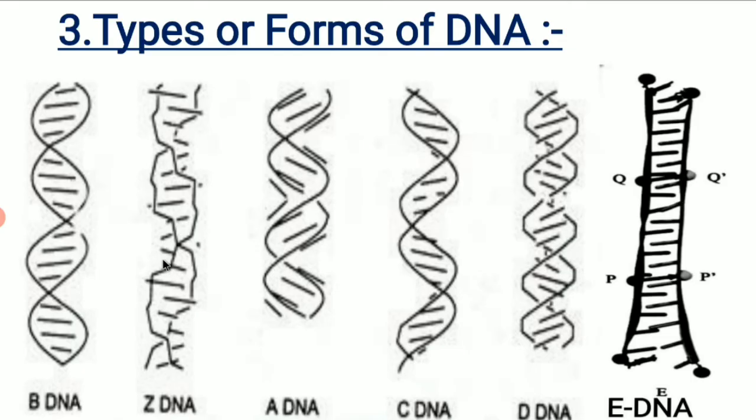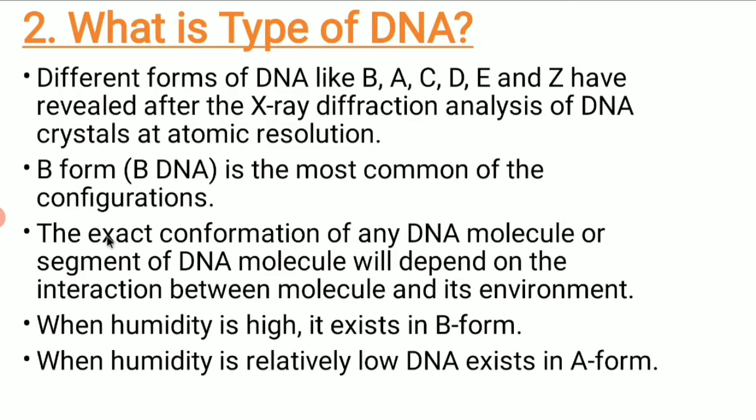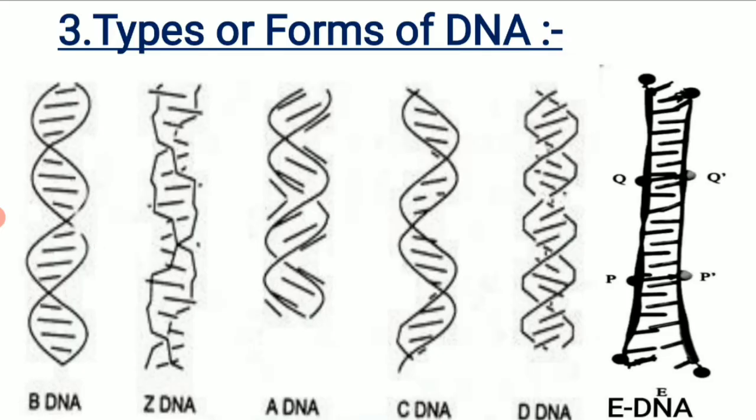Next we want to see the types or forms of DNA. There are actually 6 forms of DNA: bDNA, zDNA, aDNA, cDNA, dDNA and eDNA. When someone asks you what are the types of DNA, you say A, B, C, D, E, Z. But during learning, we want to learn first B, then Z, then A, then C, then D and then eDNA. That is the easiest for learning.